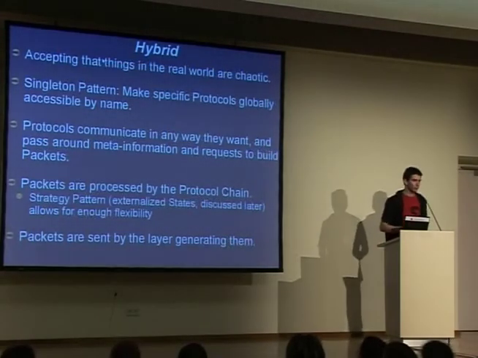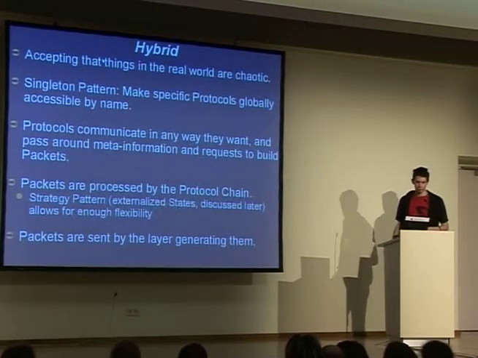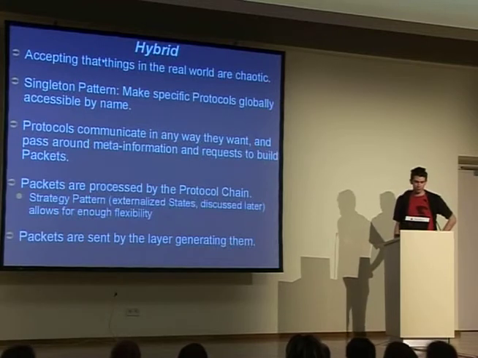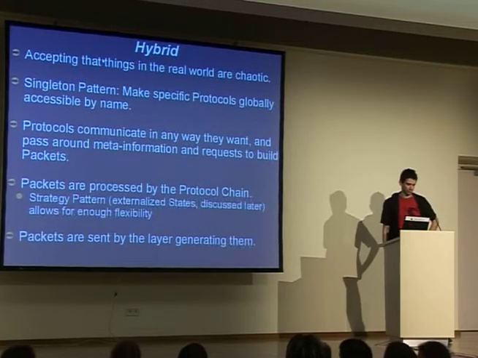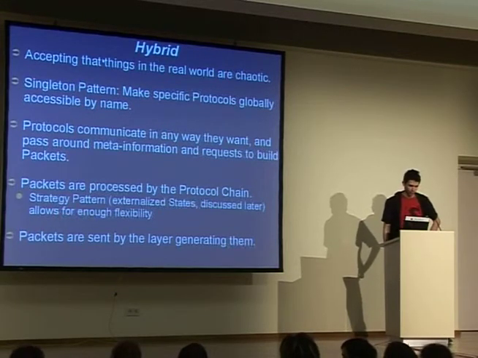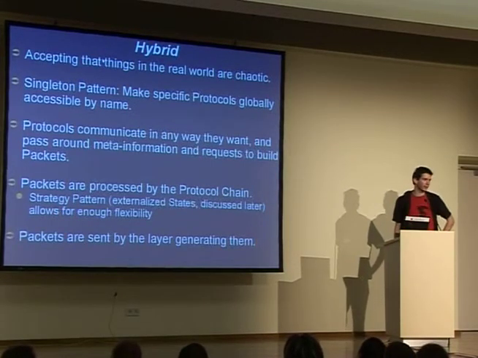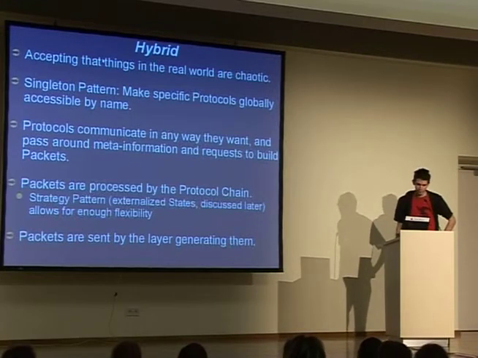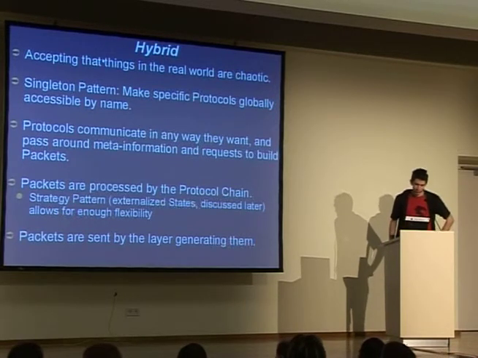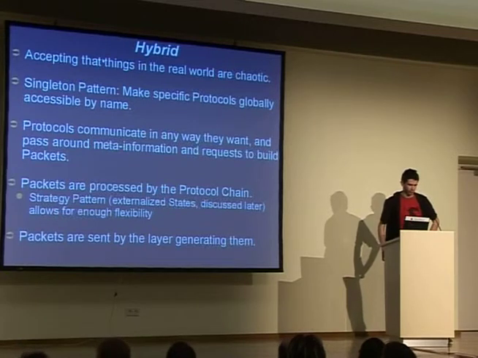So the hybrid approach, which is really chaotic, is just accepting that in the real world things are chaotic. And so all the protocols can talk to all the protocols. And we use the singleton pattern for that, which is basically just saying we have global variables through various means so that protocols can find each other and communicate with each other. And protocols communicate in any way they want, and they pass around objects saying what they want to do.